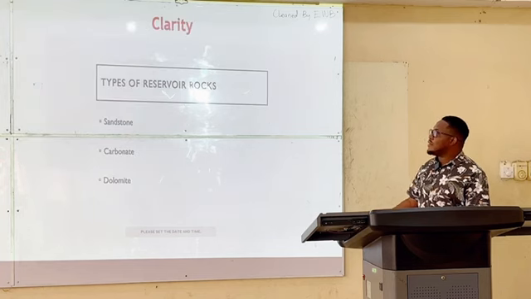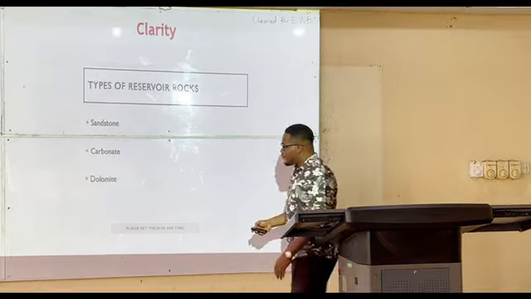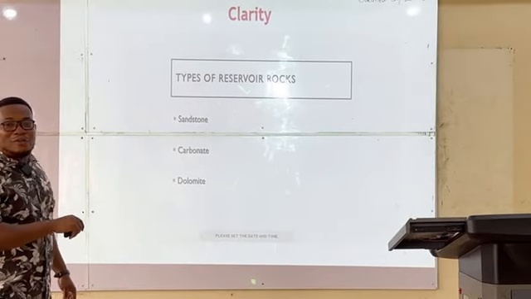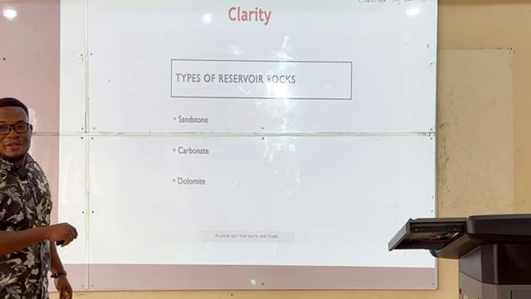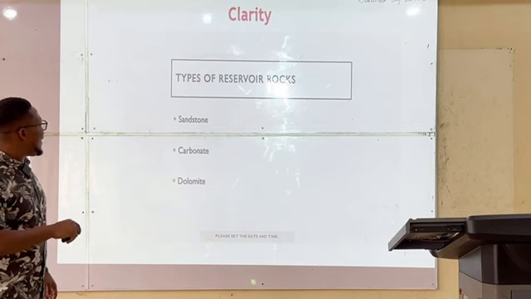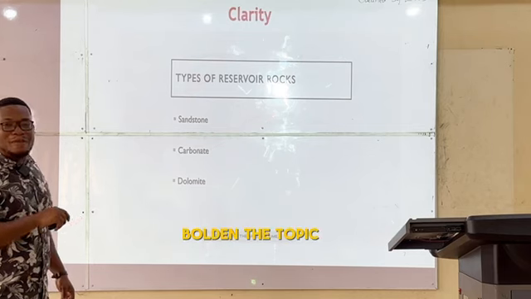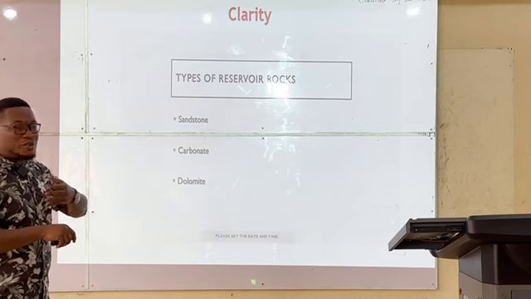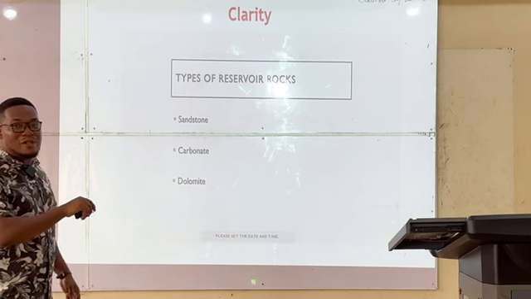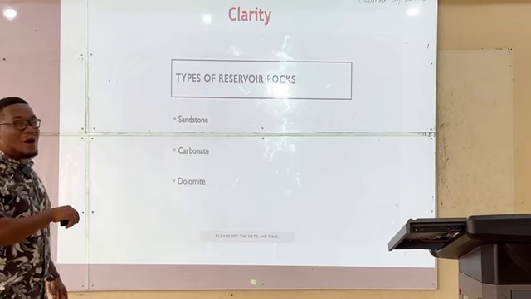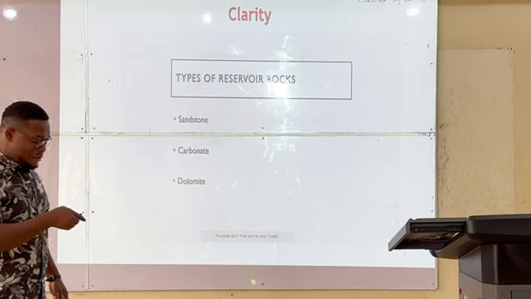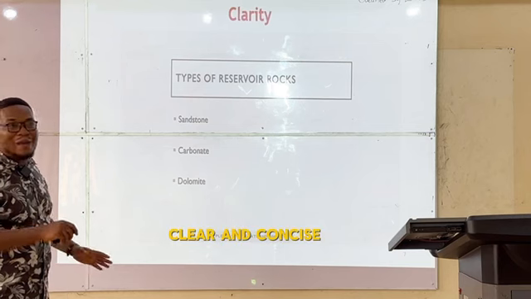So in terms of clarity, look at this, for example. Assuming you are presenting on types of reservoir rocks as petroleum engineering students, you should make the topic very, very bold and big. You should highlight that so that whoever you're talking to knows that you're talking about types of reservoir rocks. Then under that, you have subtopics such as sandstone, carbonate, and the dolomites. So clarity, it should be very clear and concise.